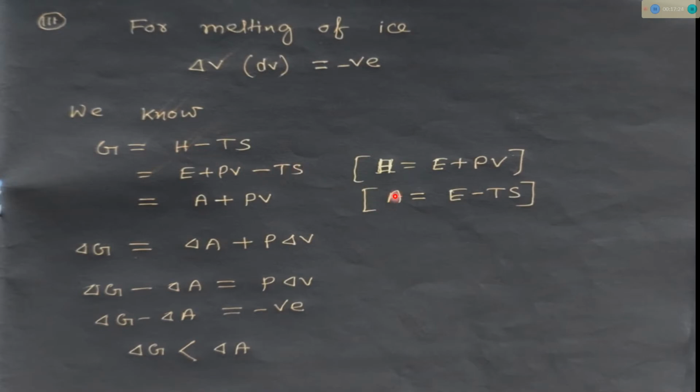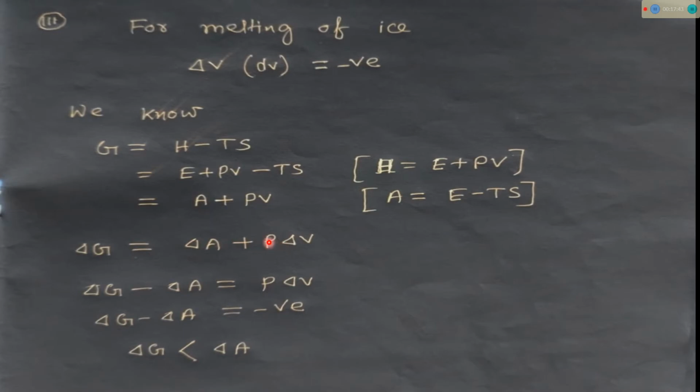Again we know A, that is Helmholtz free energy, equal to E minus TS. So E minus TS we can write as A plus PV. So now if we consider the change in these functions, del G becomes del A plus P del V.